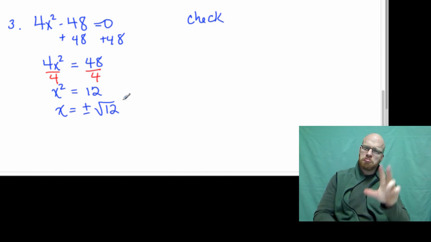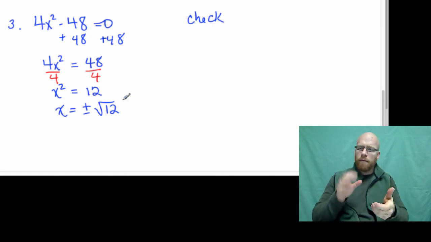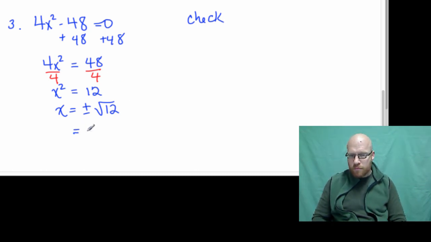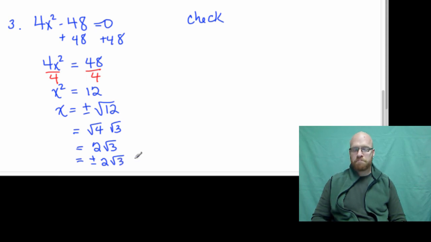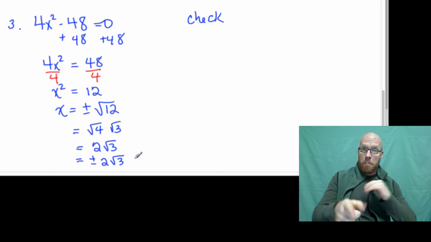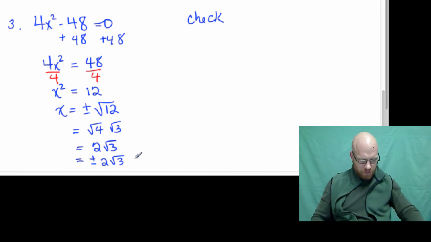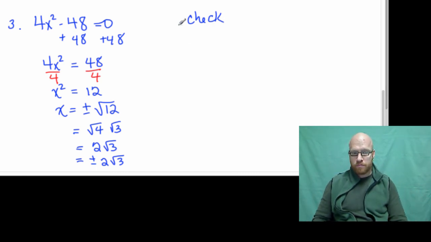Now, I wouldn't leave the answer like this. I would simplify that radical. I can split it up into the square root of 4 times the square root of 3. And now that's our answer. x equals positive and negative 2 times the square root of 3. Now when we put it back in the original equation, it should work just fine. It should check.